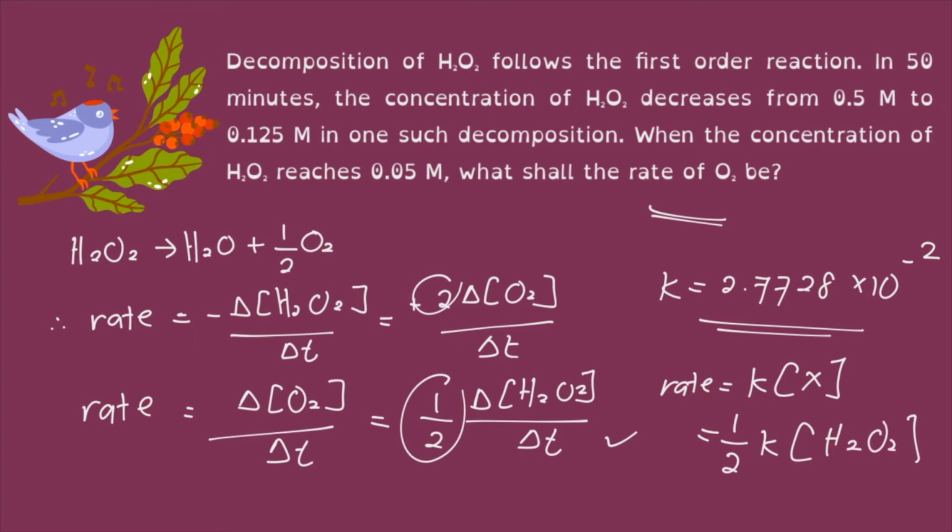Okay, so now in the question it says that the hydrogen peroxide reaches 0.05 molar. So what shall the rate of oxygen be? So the rate of oxygen can be calculated here. So now we need to plug in this 0.05 molar to the equation, substituting the concentration of hydrogen peroxide.